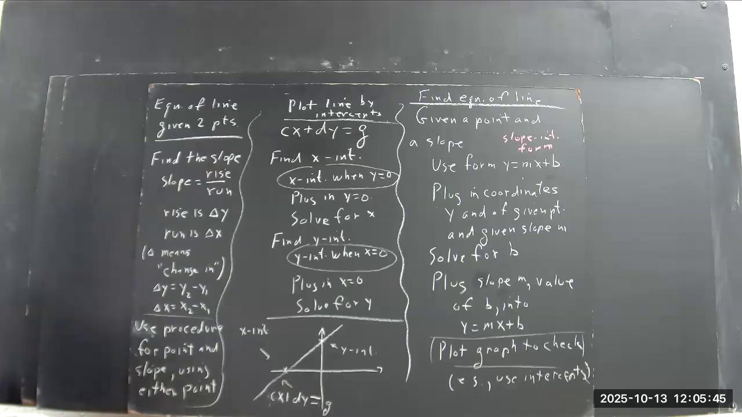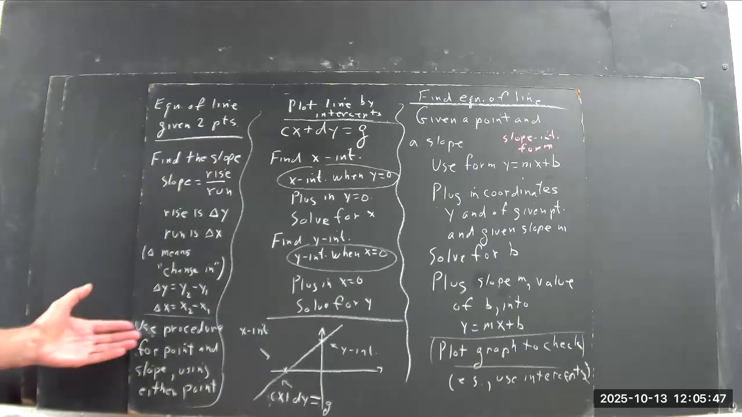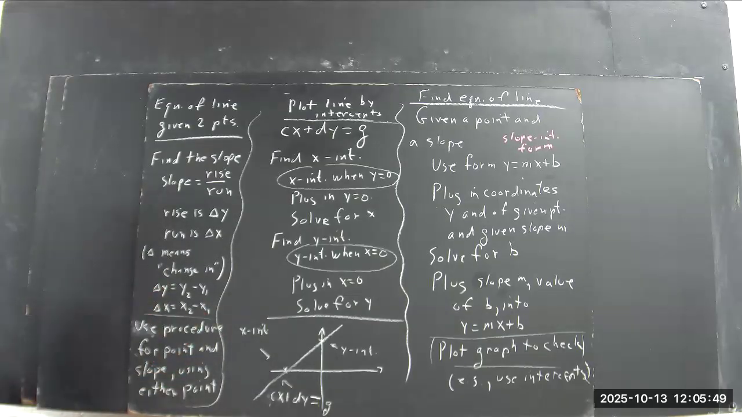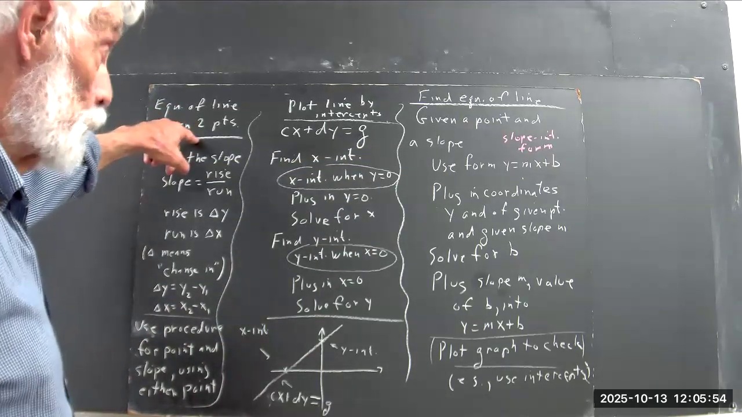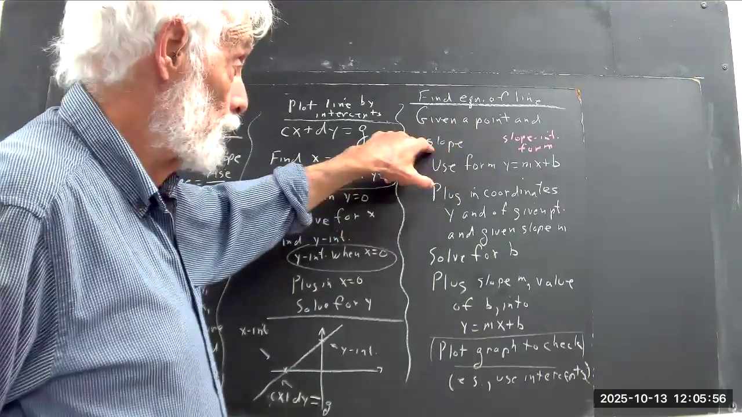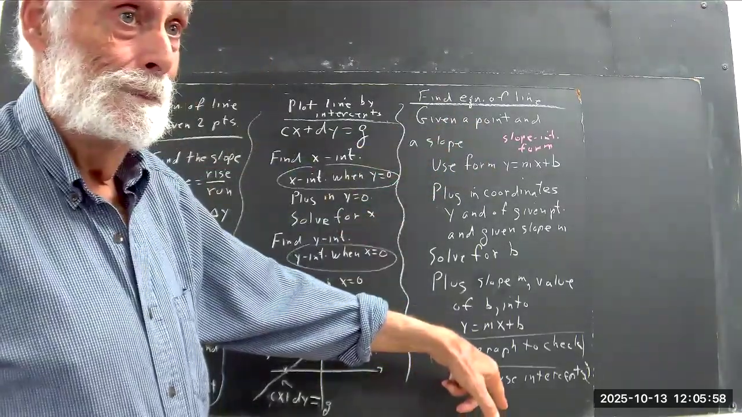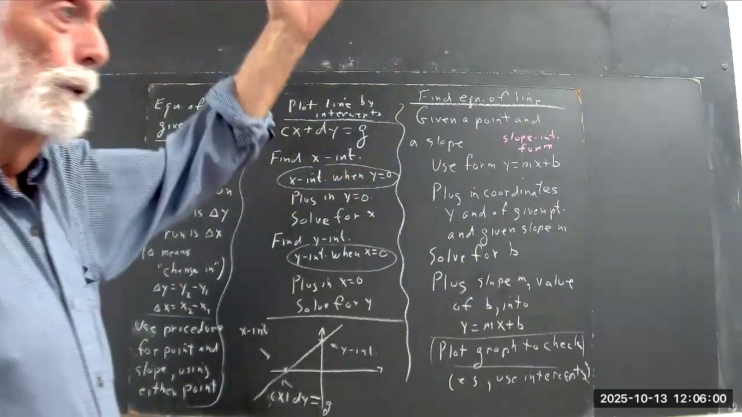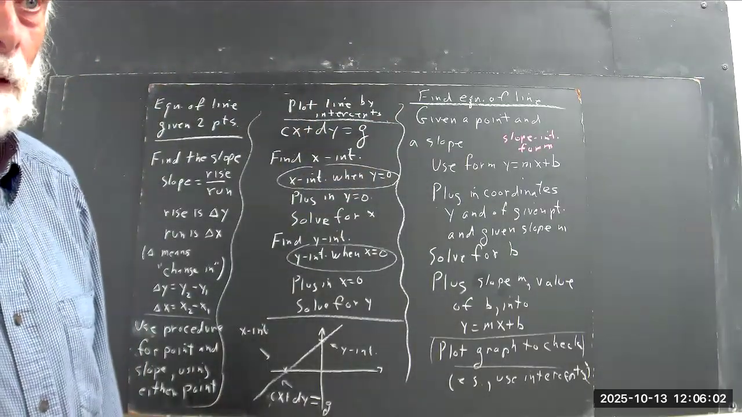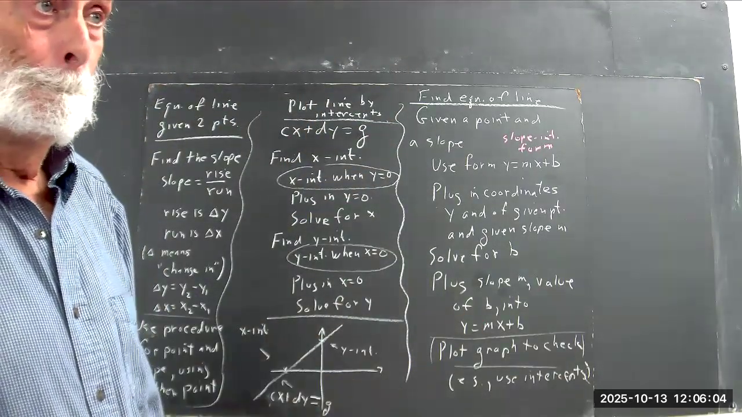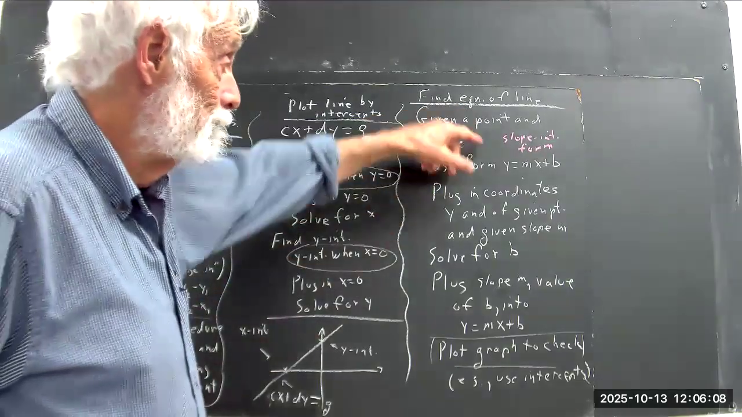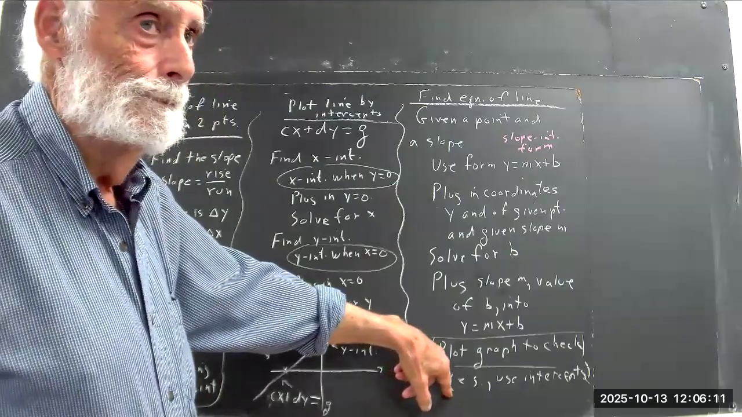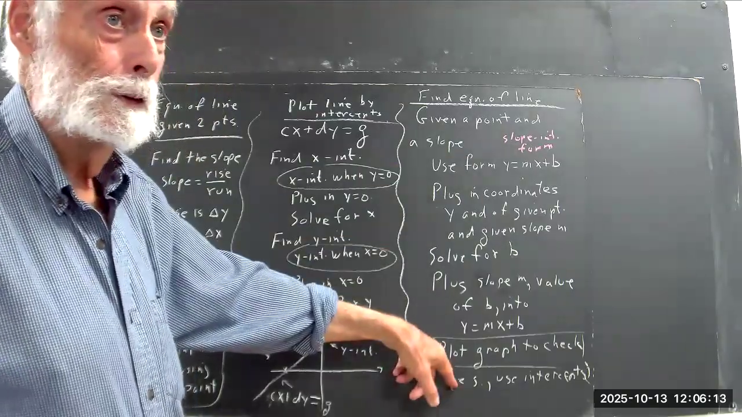use the procedure for point and slope using either point. In other words, you come back to this, because once you've found the slope, you've got two points. All you need is a point and a slope, and you can do this. Pick the point you'd rather use. It makes no difference. You're going to get the same result either way. So if you're given two points, do this. Make sure you know how to do that first.